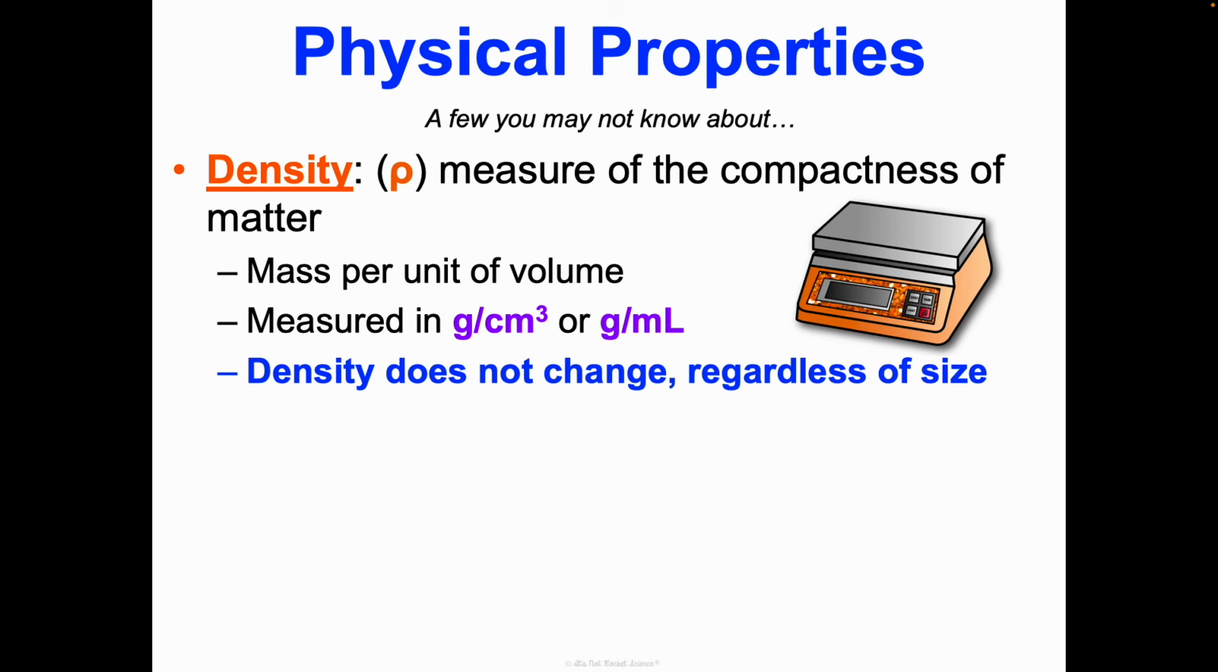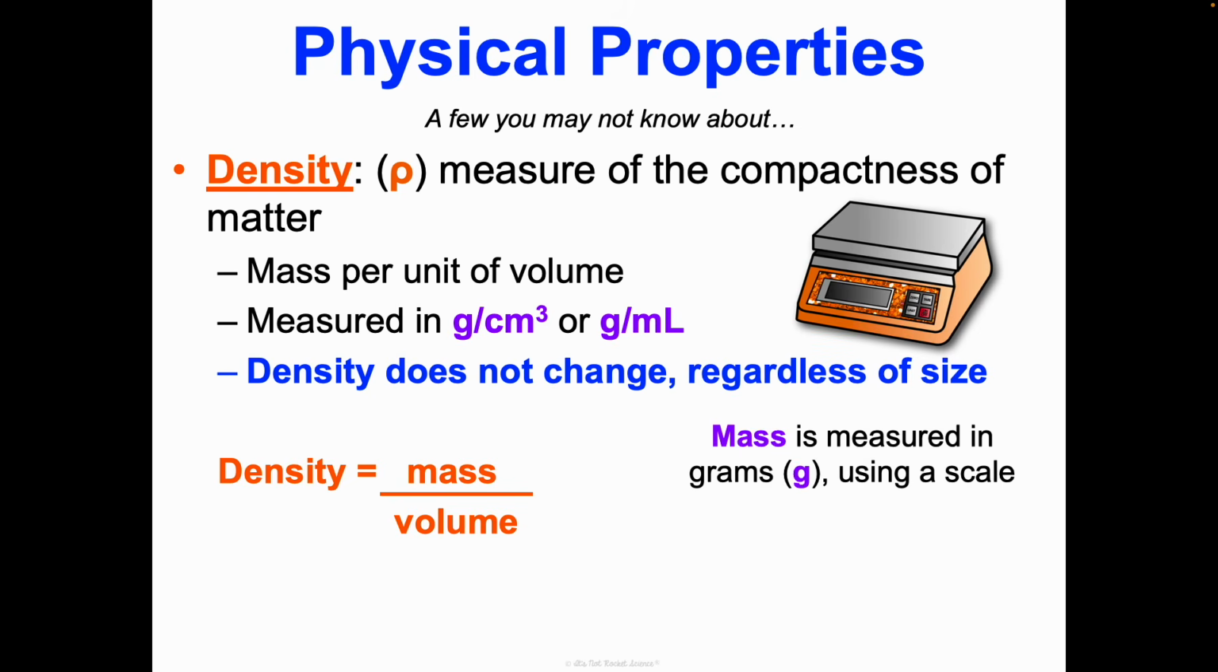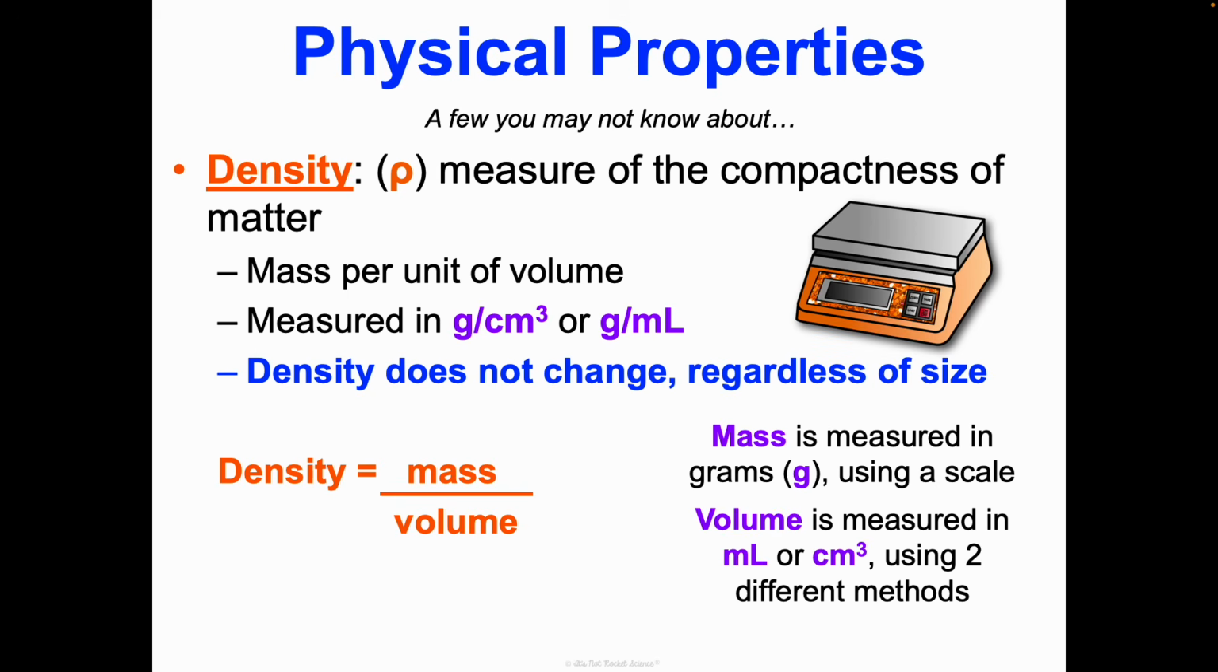So this is one equation we're going to use, if you've enjoyed having a break from math. It's back just a little bit though, and that's density is mass divided by volume. Again, your mass is going to be measured in grams. We're usually going to get that value using a digital scale. Volume is measured in milliliters or centimeters cubed. 1 milliliter is equal to 1 centimeter cubed, and we can find volume 2 different ways.